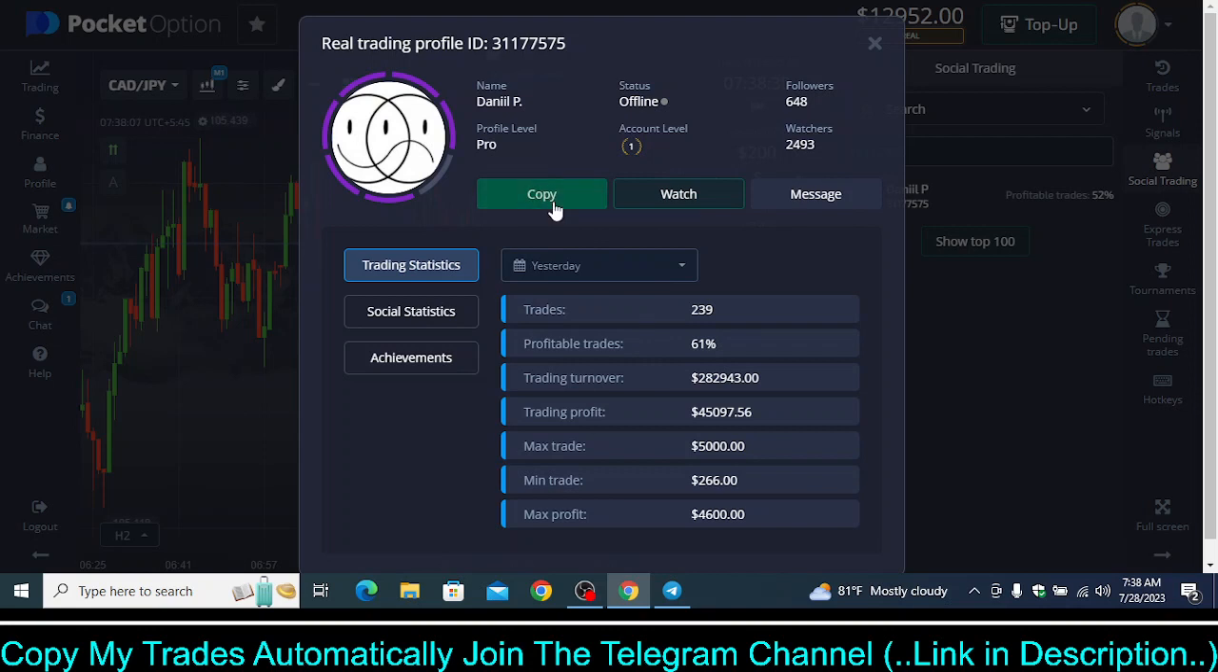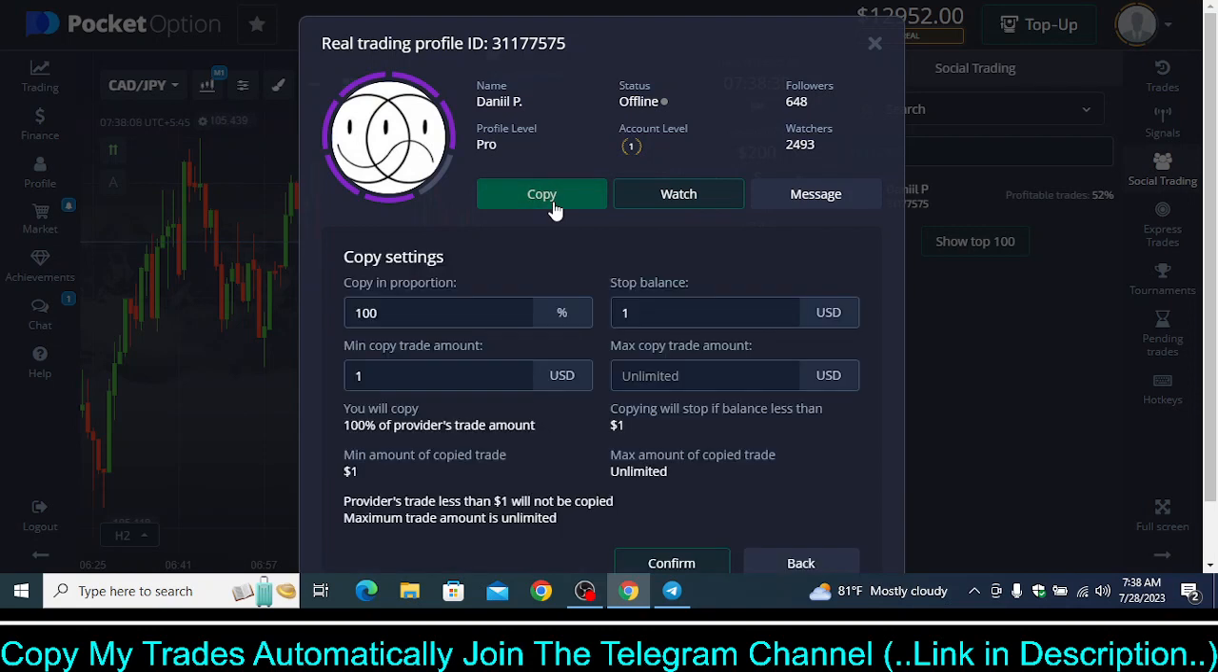So once you come here, just click on this copy. Now as I have told you, I only make $200 per trade, so you don't need to put anything here, just leave it as it is. And in minimum copy trade amount, just leave one, that's fine. Stop balance is one of the important things. Let's say you want to risk $1,000 in my copy trading service, or let's say $100, then you can put that much amount in the balance.